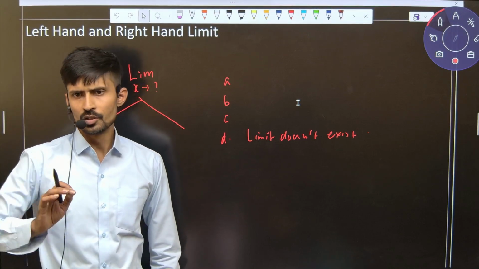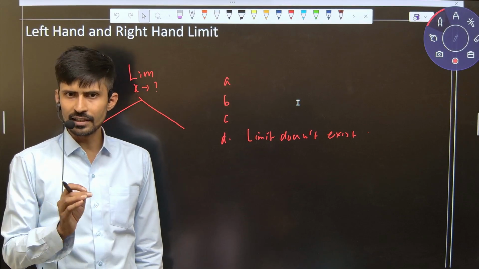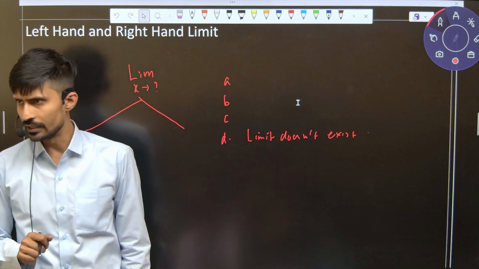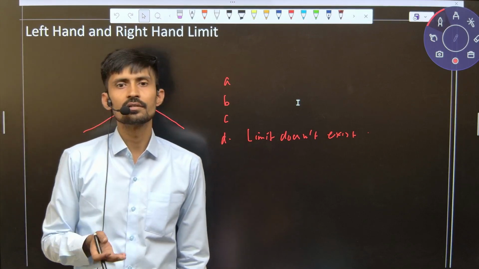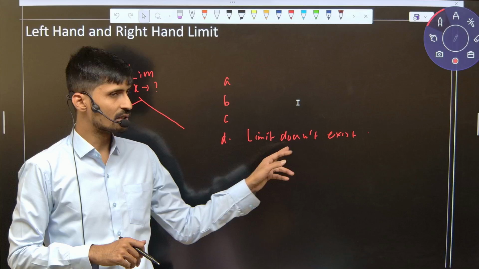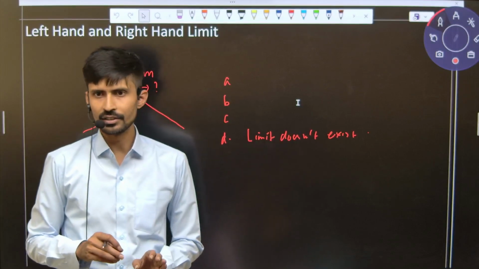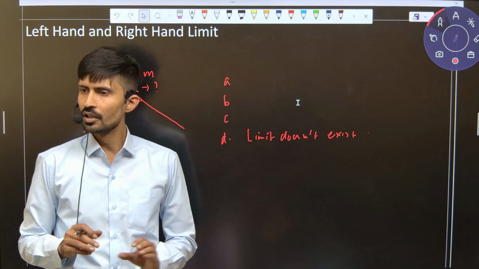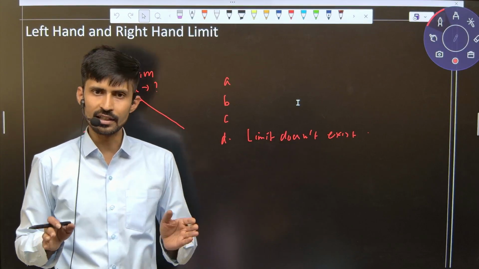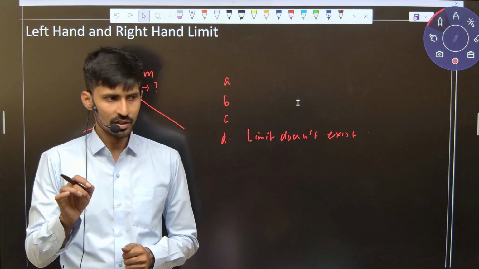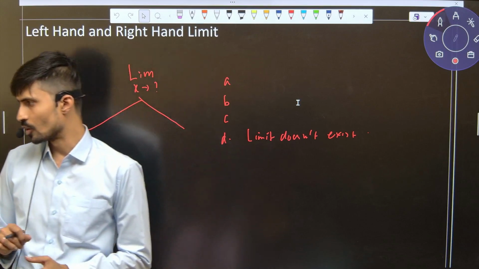Understood? So we'll find left hand limit and right hand limit in a limit question only when, in the options, limit does not exist is present. If limit does not exist is not present as an option, no need to find left hand limit, right hand limit, directly apply the formula and get the answer. Okay, so write down one point there in your copy.